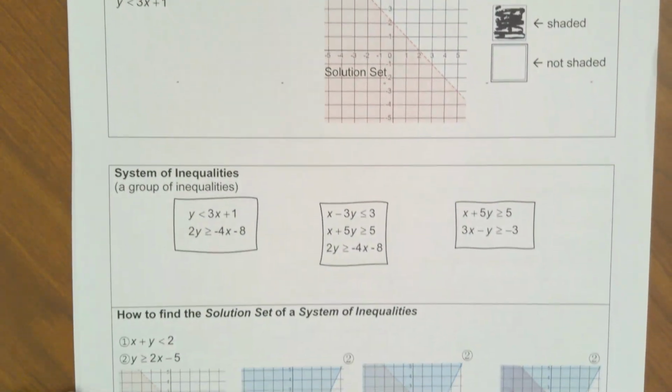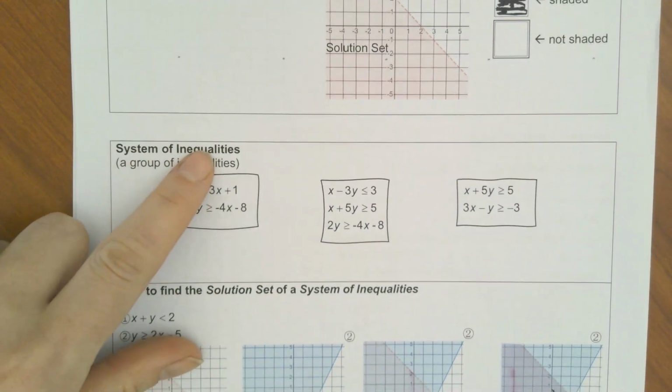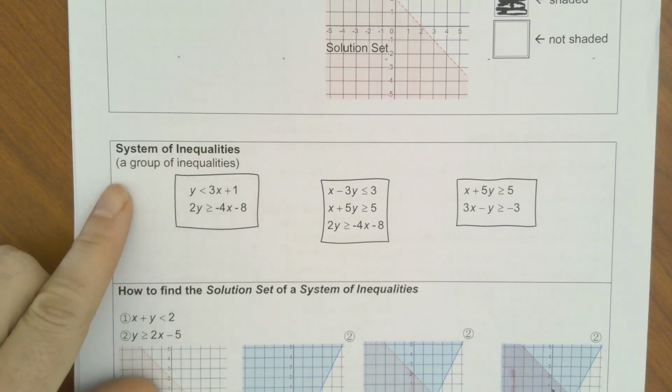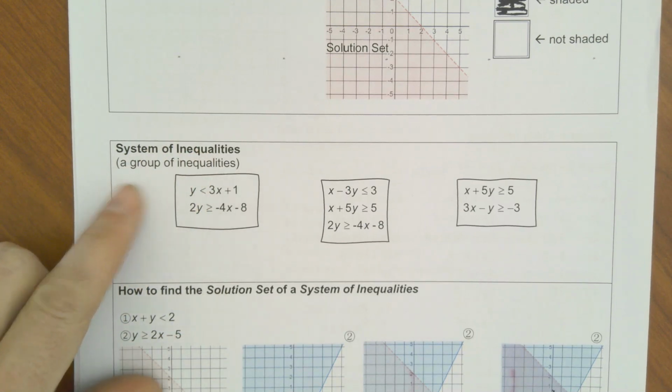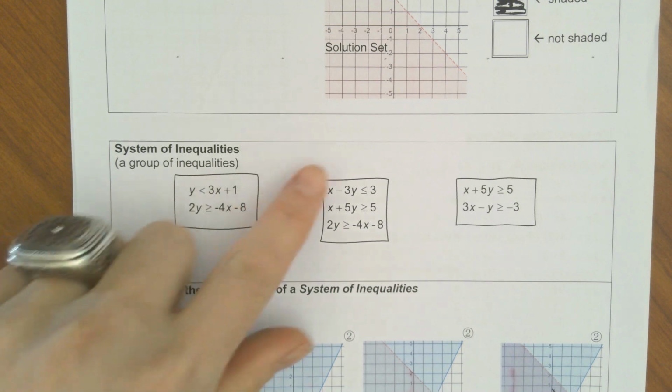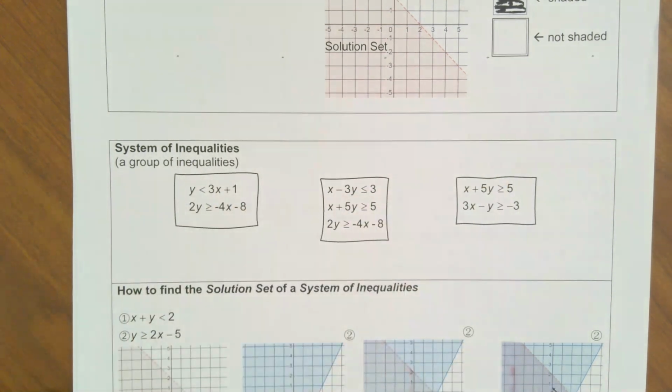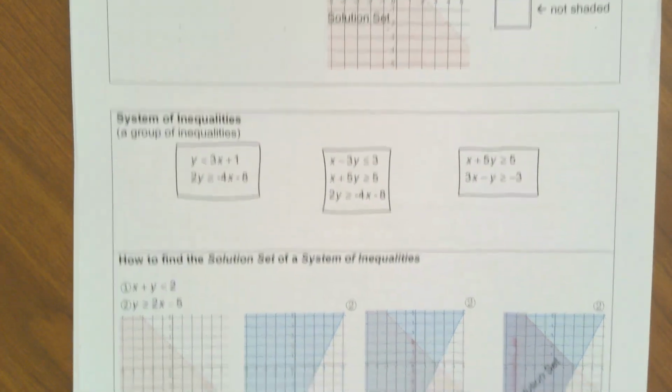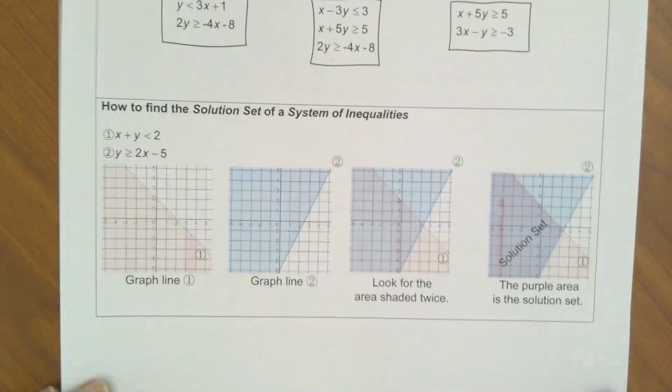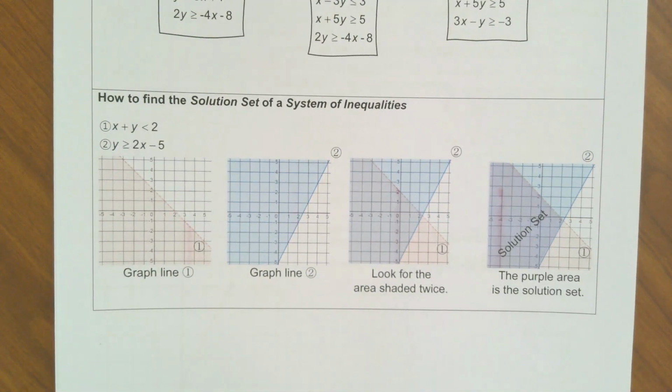So now we're doing a system of inequalities, and a system just means more than one inequality together. So here's a system of inequalities, here's a system, and here's a system. It just means more than one, a group of them. So how do we find the solution set of a system of inequalities?